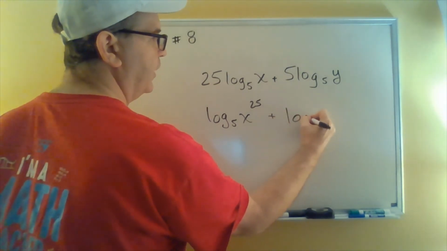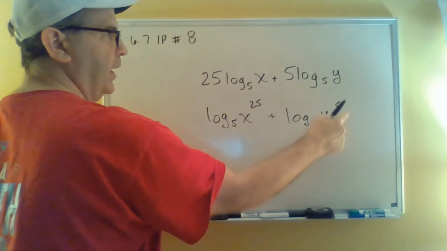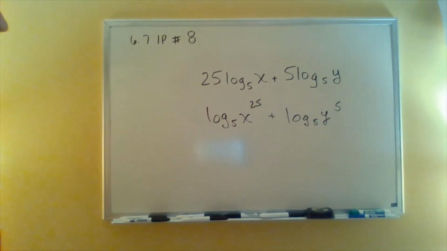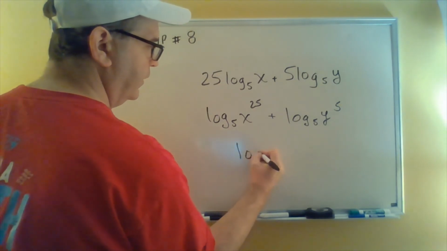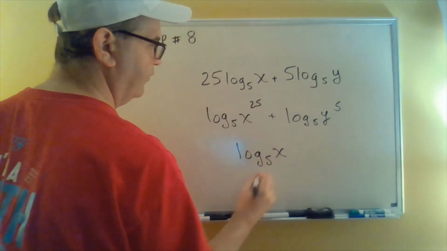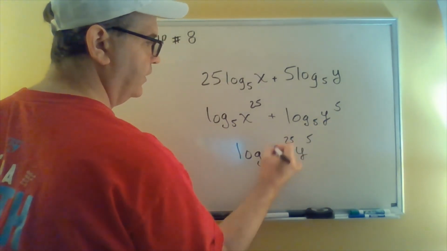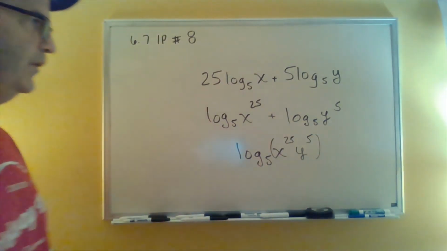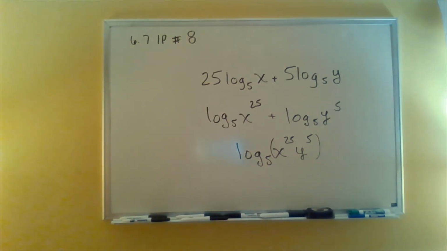Now I have log base 5 of y to the 5th power, moving this 5 from the coefficient spot into the exponent spot. Next, I'm going to use that product property. So I'll end up with log base 5 of x to the 25th times y to the 5th. I'm going to wrap that in parentheses so we know we're taking the log of that entire expression there. So my answer, number 8, becomes a log base 5 of x to the 25th times y to the 5th.